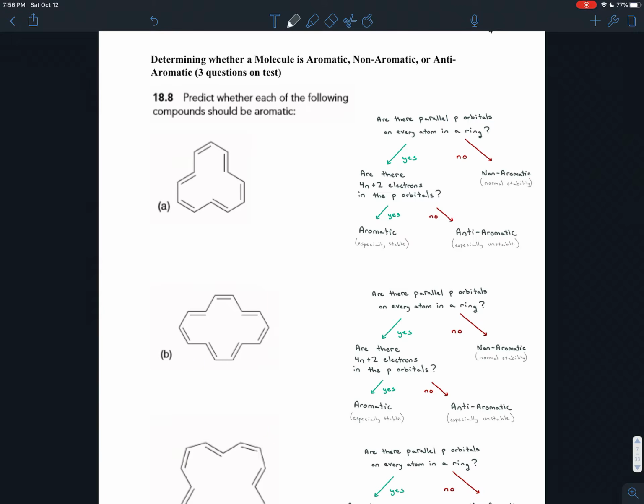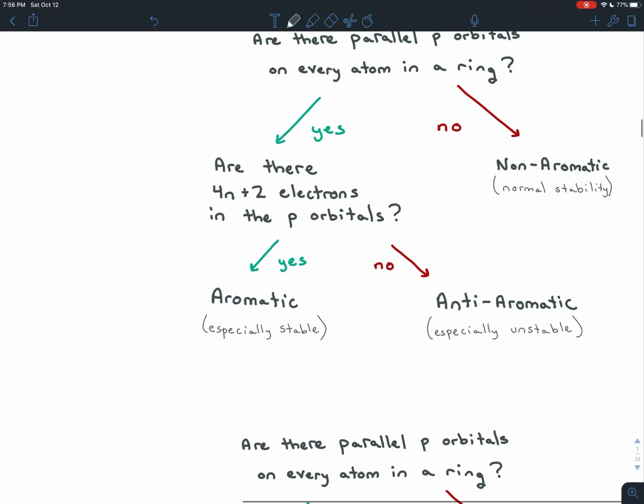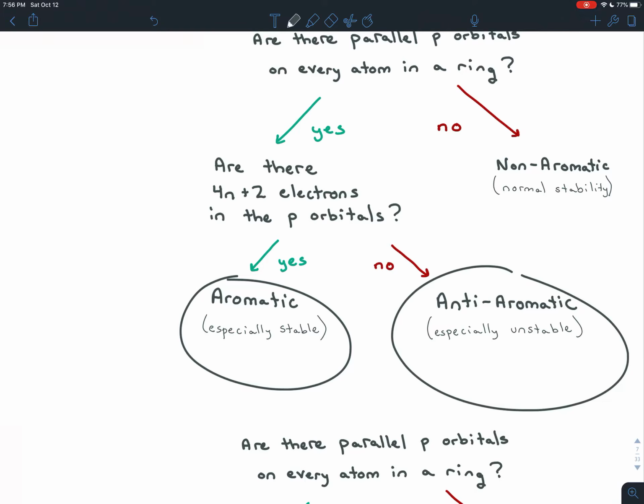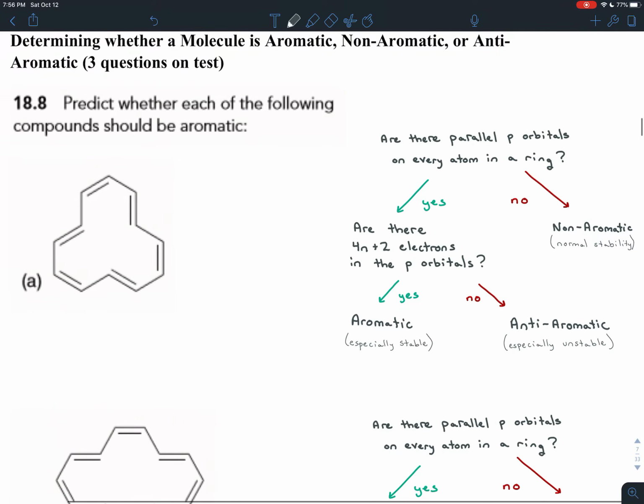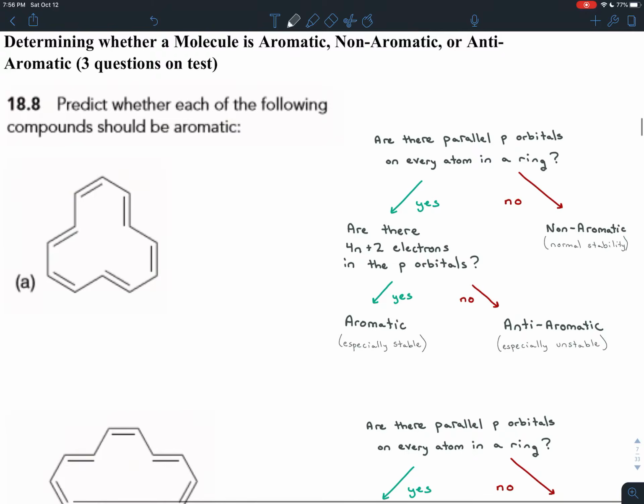In exercise 18.8, we're going to use that little table that we developed in the previous video to find out whether a molecule is aromatic, anti-aromatic, or non-aromatic. And remember, if something's aromatic, that means that it is especially stable. If it's anti-aromatic, it's especially unstable. And non-aromatic compounds have an average stability. They're not extreme in either direction. So that little thought process is how we're going to go.